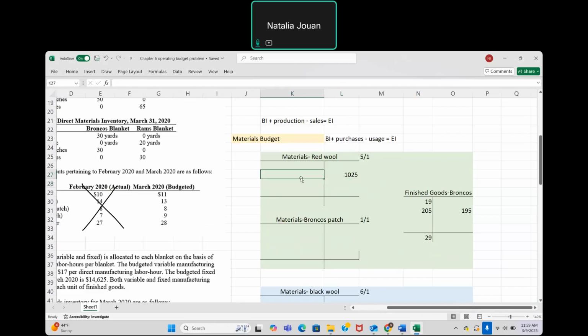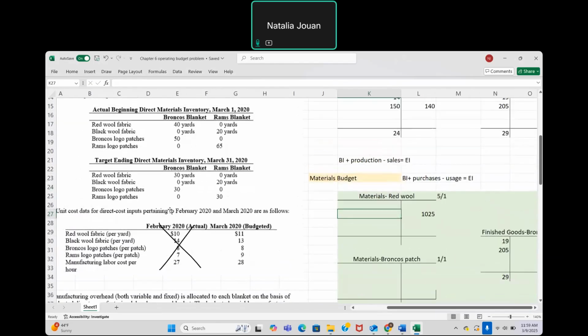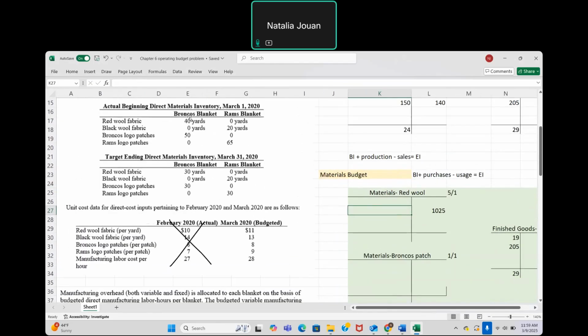Now let's figure out how many we have to purchase. Same logic as the ending inventory we just saw. And we're gonna get that information from here. We know that we have 40 yards in beginning and we wanna end up with 30, okay? This is the red wool.